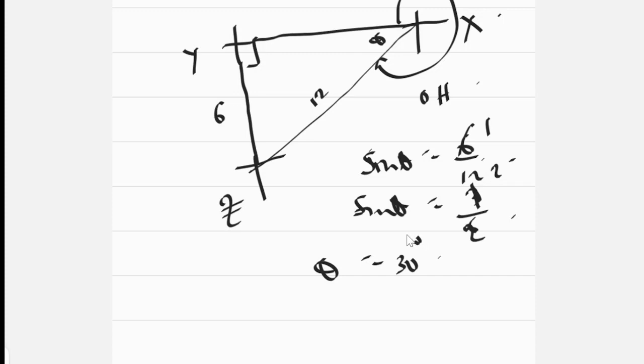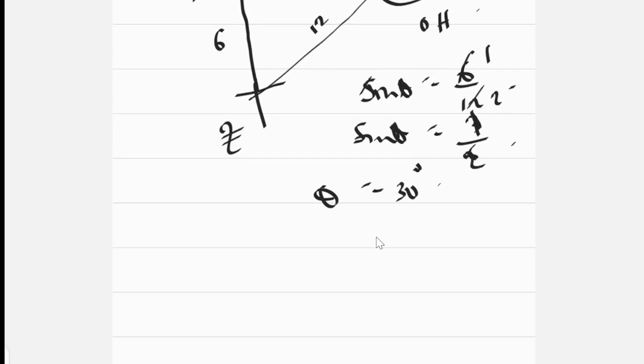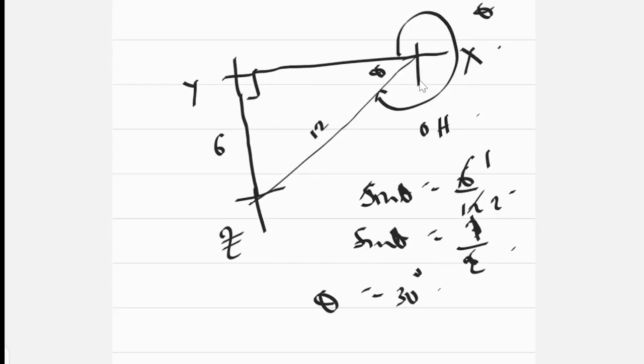Because what is the value of theta that gives sine equals half? Which angle is sine equals half? I think that is 30. It means we know our 30. I hope you understand now. So now this is my theta. I obtain my theta here.